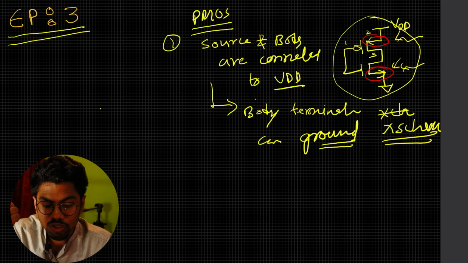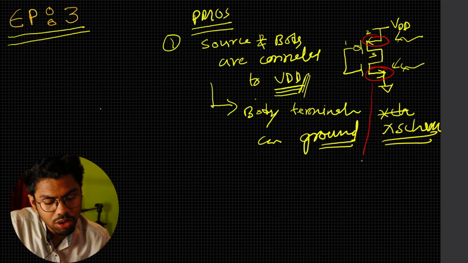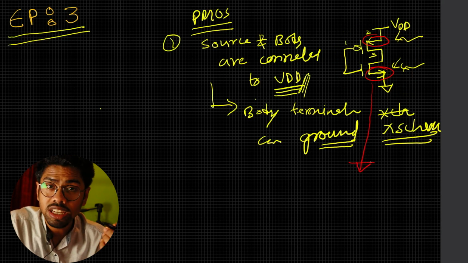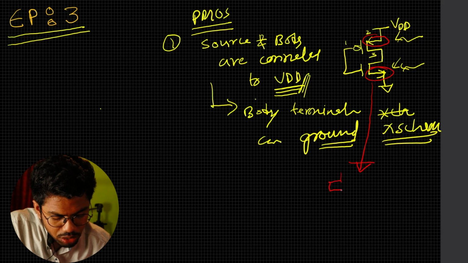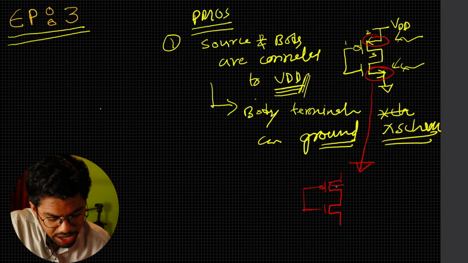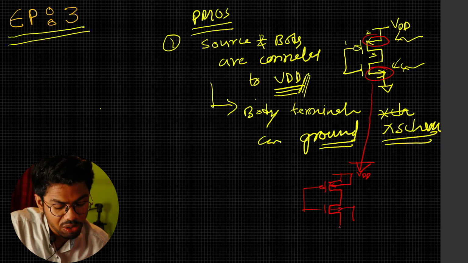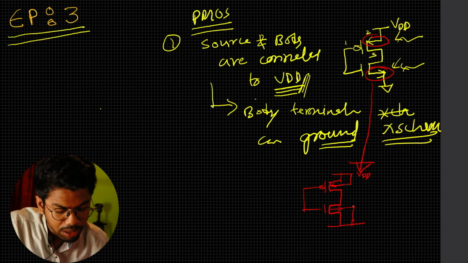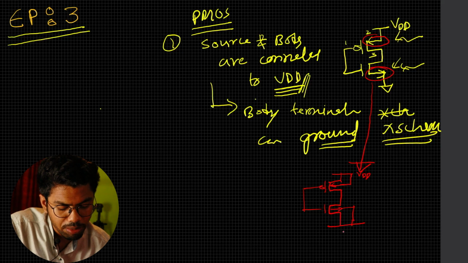So why is it connected to VDD? If I want to draw this with every detail mentioned, then it should be drawn like this. This is your PMOS and this is your NMOS. These are connected, and then here we have the body terminal. Your body terminal and your source will be connected to VDD, and your source terminal and body terminal of the NMOS will be connected to ground.